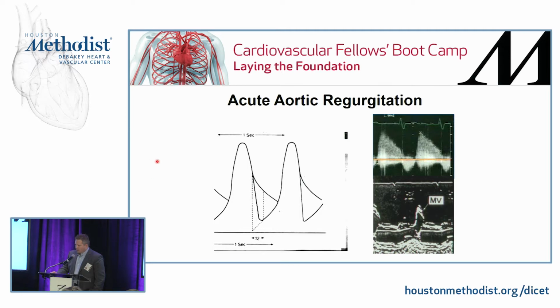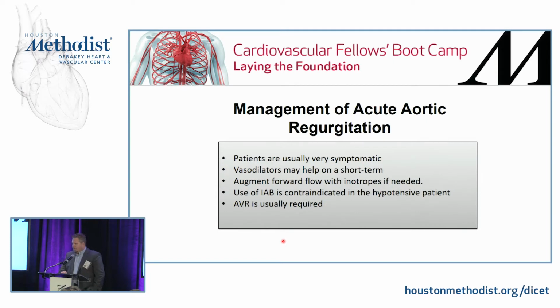Normal aortic waveform here, where you have a nice diastolic pressure that elevates during systole. In aortic regurgitation, you have this reduced way down. And you have abnormal coronary perfusion during this diastolic phase, which is extremely low, which is one of the reasons these patients can appear so critically ill and tend to circle the drain. So, management of acute aortic regurgitation: patients are usually very symptomatic. Vasodilators may help in the short term, and you can augment forward flow with inotropes if needed.